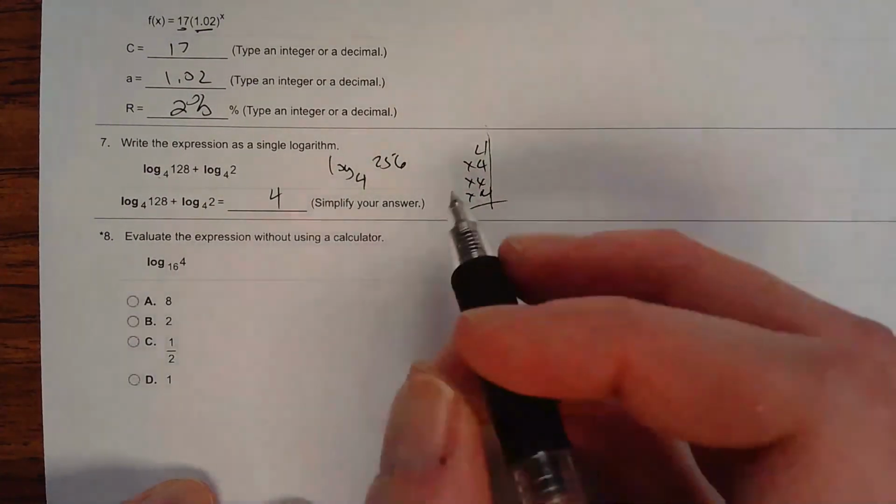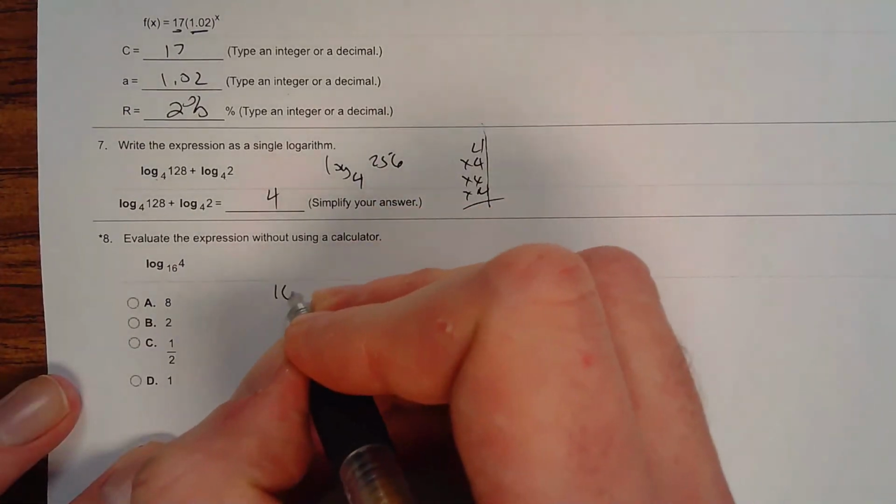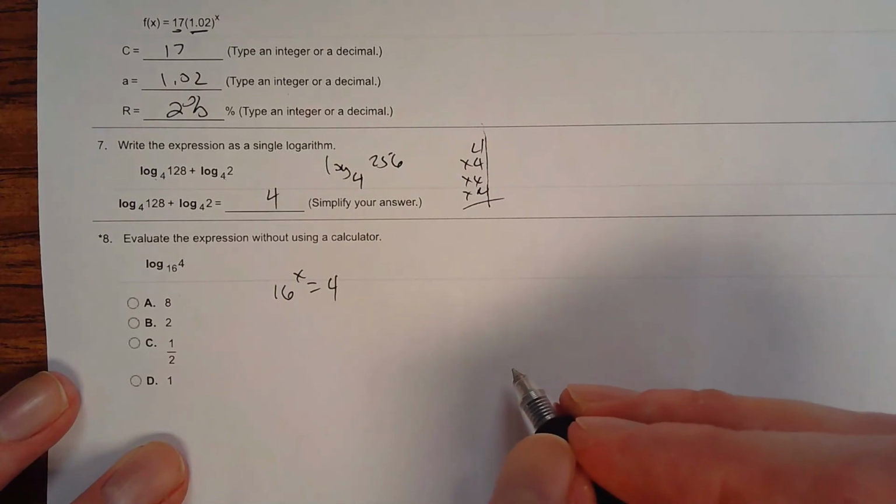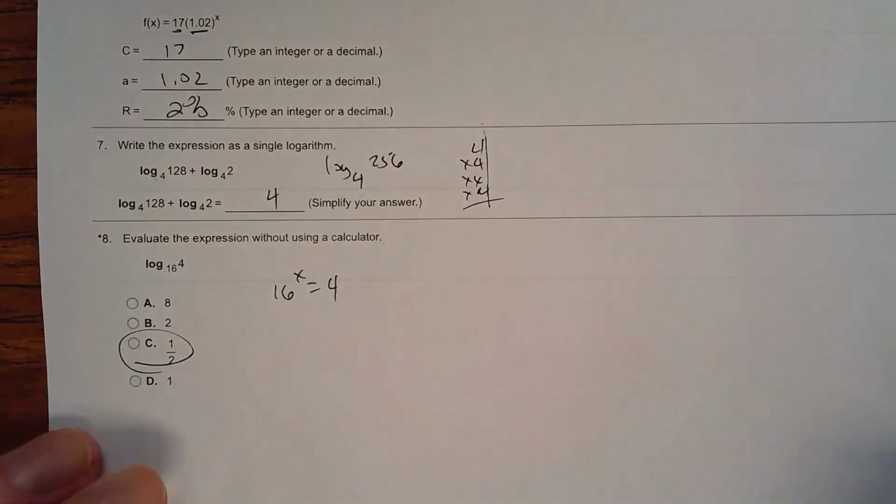Evaluate the expression without using a calculator. So 16 to what power equals 4? This is one where if I square root 16, I get 4, so it'd be the 1/2 power. So that's a little bit quicker.